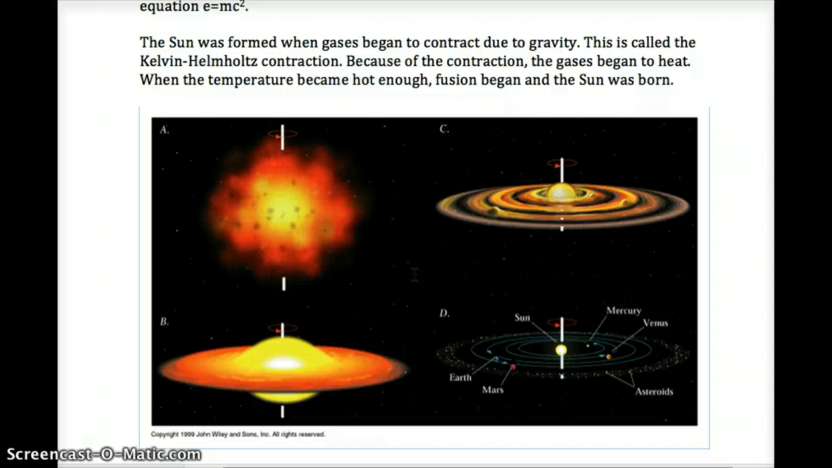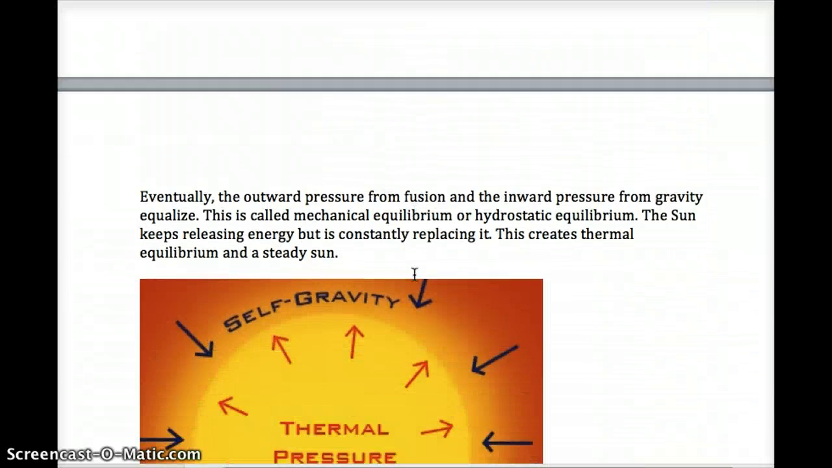The Sun was formed when gases began to contract due to gravity. This is called the Kelvin-Helmholtz contraction. Because of the contraction, the gases began to heat. When the temperature became hot enough, fusion began and the Sun was born.